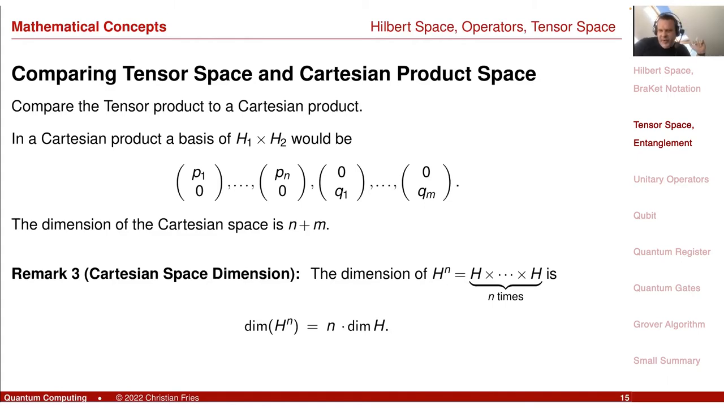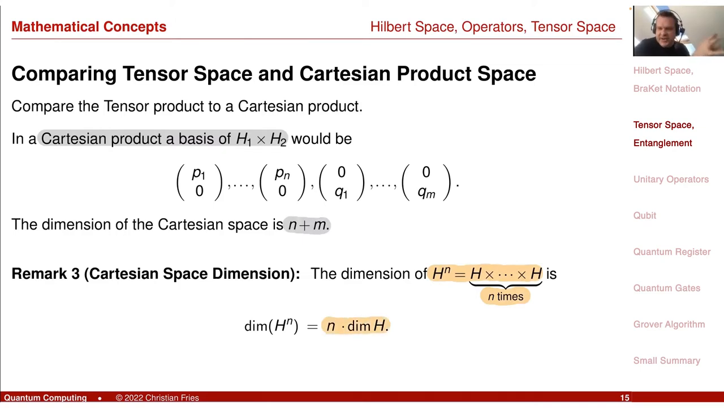You surely know the Cartesian product of subspaces. So how does the tensor space compare to the Cartesian product space? If you take the Cartesian product of two spaces, like in the previous slide, with P and Q being the bases, then you just take the bases in one space and zero in the other, and the bases in the other space and zero in the first, to create a basis in the Cartesian product. You see that the dimension of the Cartesian product space is n plus m, and the dimension of H to the power of n, the n times Cartesian product, is just n times the dimension of H.